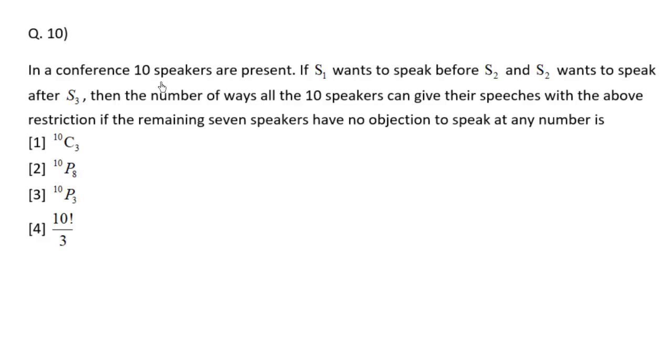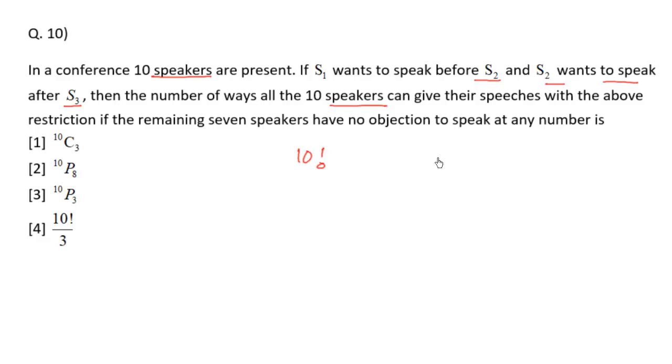Here it says that in a conference of 10 speakers, S1 wants to speak before S2 and S2 wants to speak after S3. And there are 10 speakers, and other than these three people, nobody has any objection at what number they want to speak. So we have to find in how many ways all these 10 people can speak in order, right? So what we can do here is that if we just ignore the condition, then the number of ways is 10 factorial, right? We can arrange these 10 people.